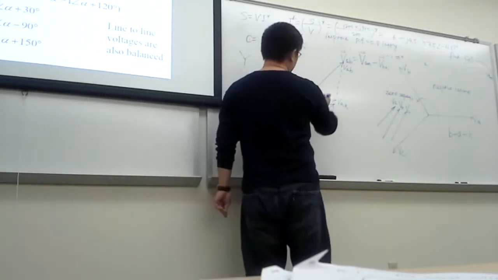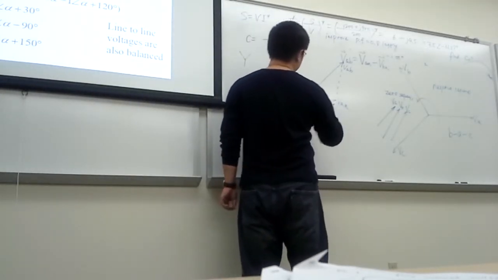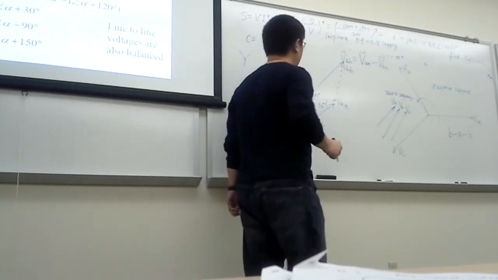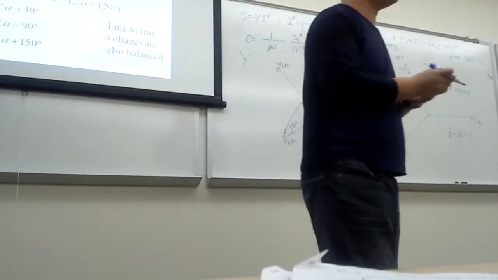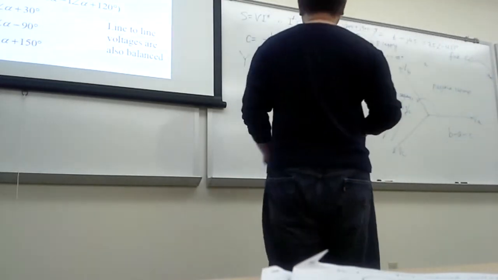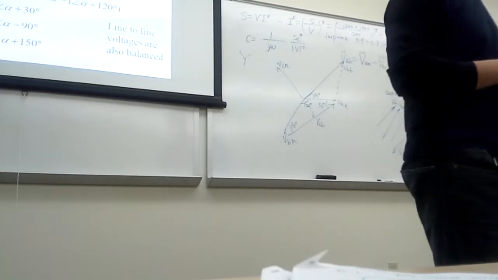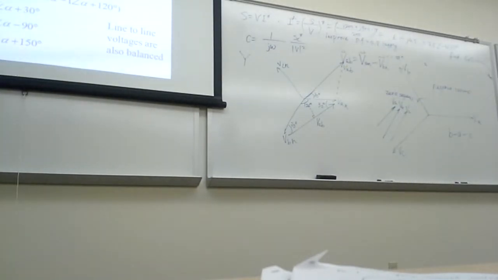Because if you shift from here to here, this angle is 30 degrees, right? This angle is 30 degrees. So in this case, what we find is for Y connection, the line-to-line voltage, what's the magnitude? Magnitude is square root of 3 times the phase voltage, right? What's the angle of line-to-line voltage? It is 30 degrees leading ahead of the phase voltage in phase, right?